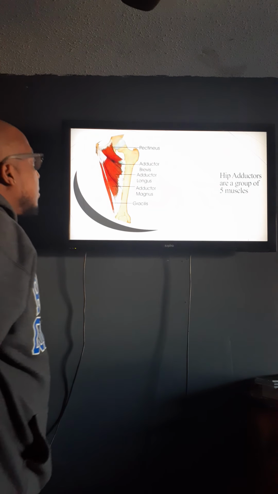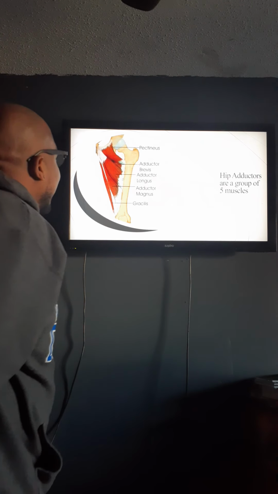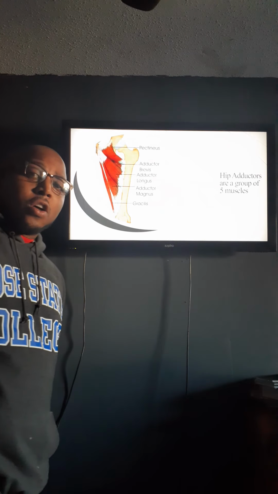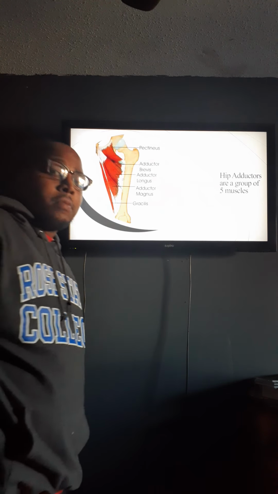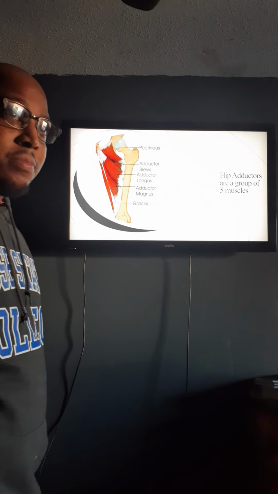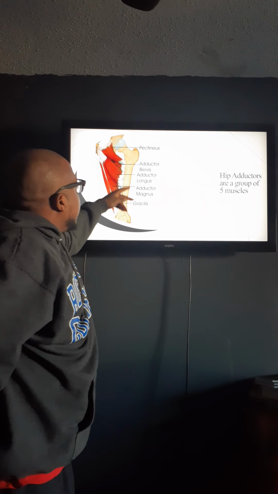All right, so the hip adductors are a group of five muscles that consist of the pectineus muscle, the adductor brevis muscle, adductor longus muscle, adductor magnus muscle, and the gracilis muscle. Peanut butter leaves me greasy.